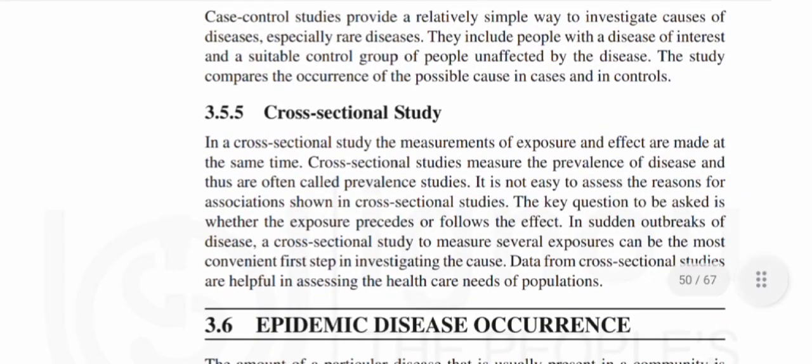Cross-sectional study. In a cross-sectional study, the measurements of exposure and effect are made at the same time. Cross-sectional studies measure the prevalence of disease and thus are often called prevalence studies. It is not easy to assess the reasons for association shown in cross-sectional studies. The key question to be asked is whether the exposure precedes or follows the effect.